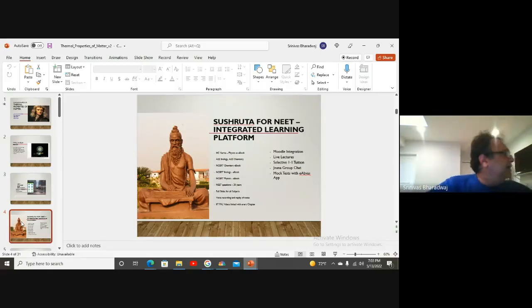What we try to do is get students to study from concepts of physics and then follow along with us through HC Verma. So that is very important.